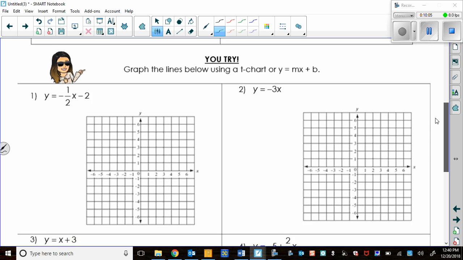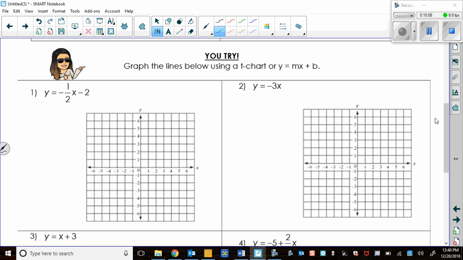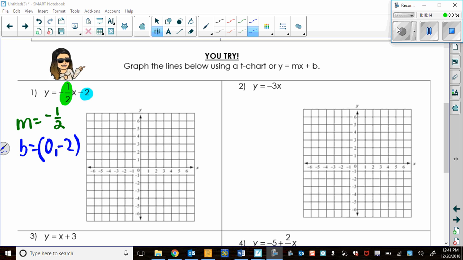I want you to pause this video and try to graph these on your own, and then come back and check with my work. Okay, I went ahead and highlighted the portion that I need to find my slope and my y-intercept. I strongly encourage you to write m and b equals, and then figure out the correct placement for each of that information.